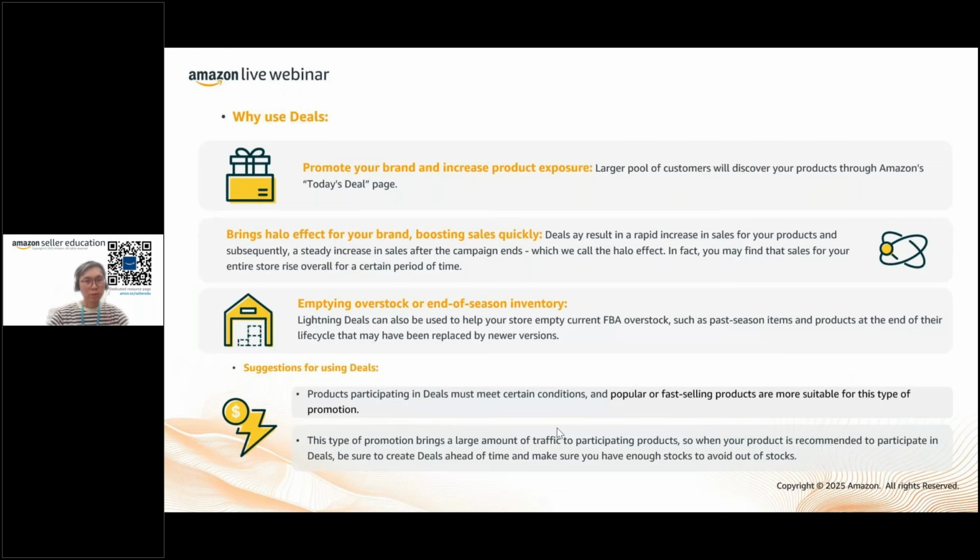Let me see what else. Some recommendations: using deals on popular or fast-selling products usually yields better conversions. You bring a large amount of traffic to help you clear your stock, so you also want to make sure that you have enough stock when you are running these deals.